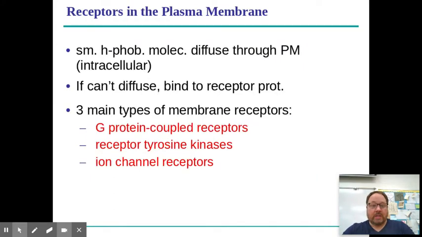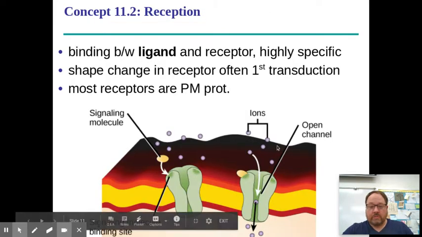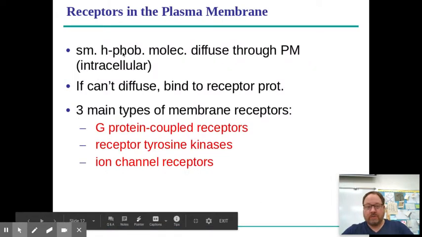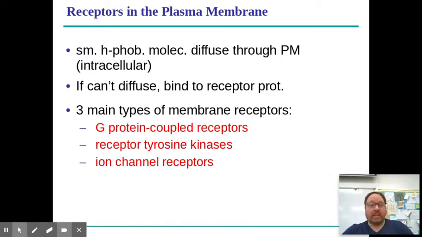Now, some substances can actually diffuse through the membrane. If you remember, the phospholipid bilayer has this nonpolar layer in the middle. So ligands that are small and nonpolar, so small, hydrophobic, or nonpolar, can actually pass through the plasma membrane and dock on receptors inside the cells. If it's something that's large, charged, or polar, it won't be able to diffuse through the membrane, and it's going to have to dock on receptor proteins.